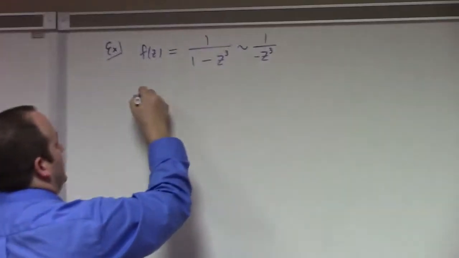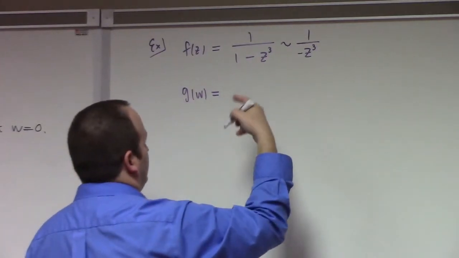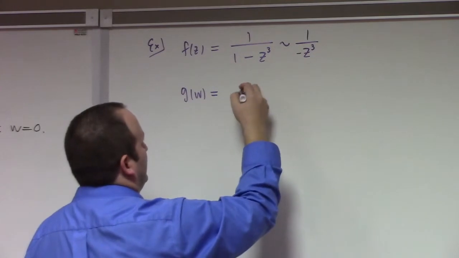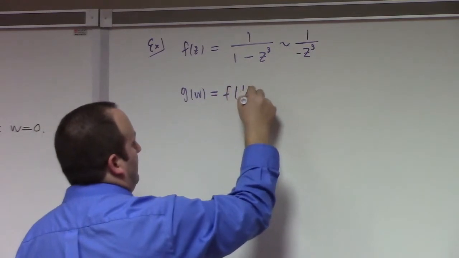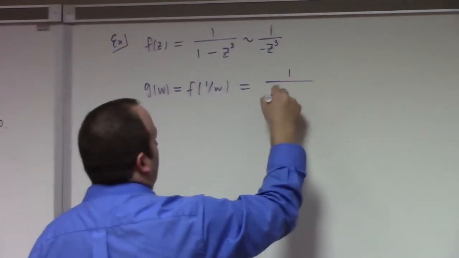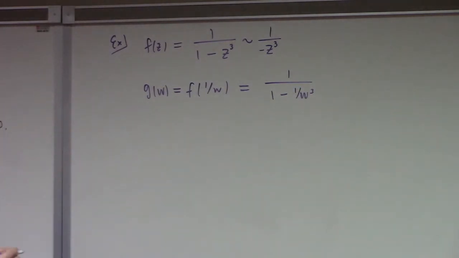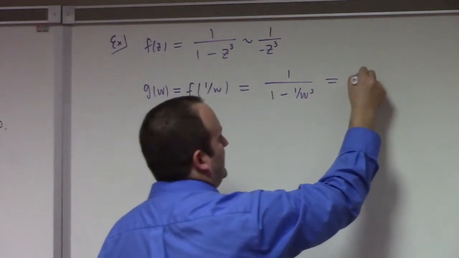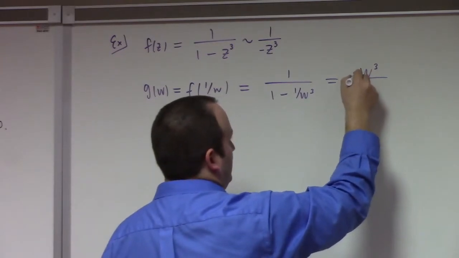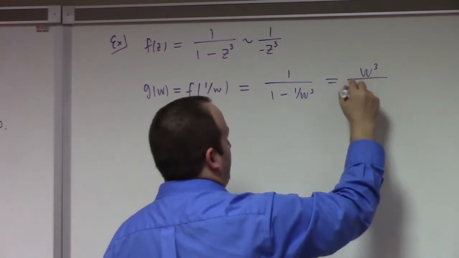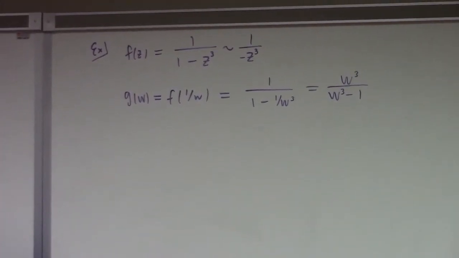So look at g of w. You could either look at g of w, or you could try to expand f in 1 over z. It's kind of the same thing, but I'll follow the definition, the g. So g of w is f of 1 over w, which is 1 over 1 minus 1 over w cubed. And if you multiply this by w cubed over w cubed, you get w cubed over, excuse me, minus w cubed over w cubed minus 1. That's almost geometric, but I need to factor out a minus 1, right?